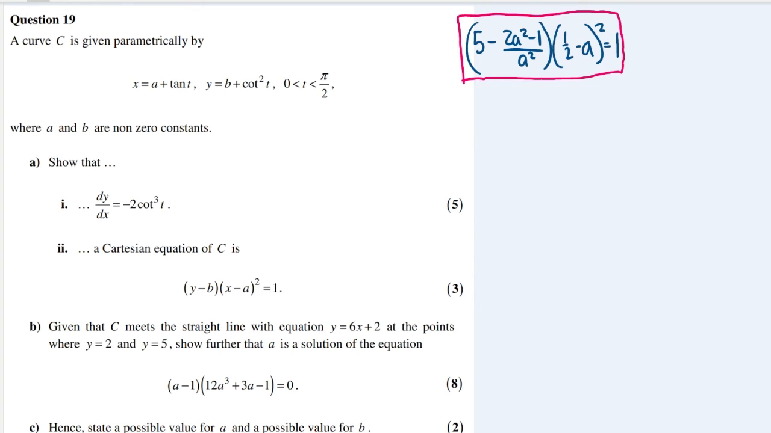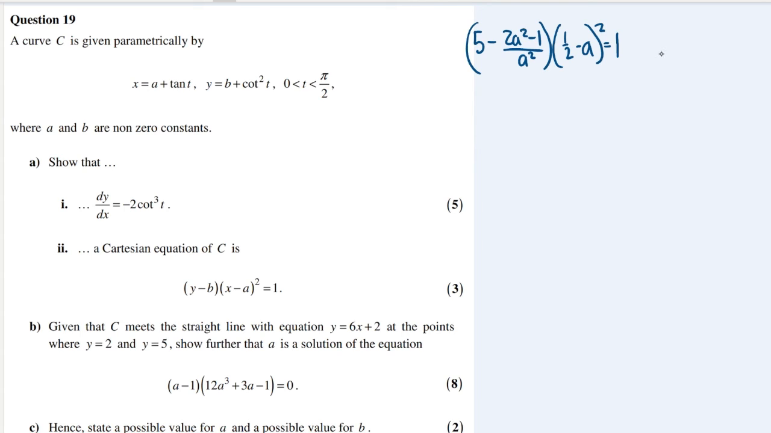Right, this might not be the most efficient way of solving this question, but in an exam, this is the way that I would go. And do let me know in the comments if you find a better way of doing it. This looks quite nasty, but it's salvageable.